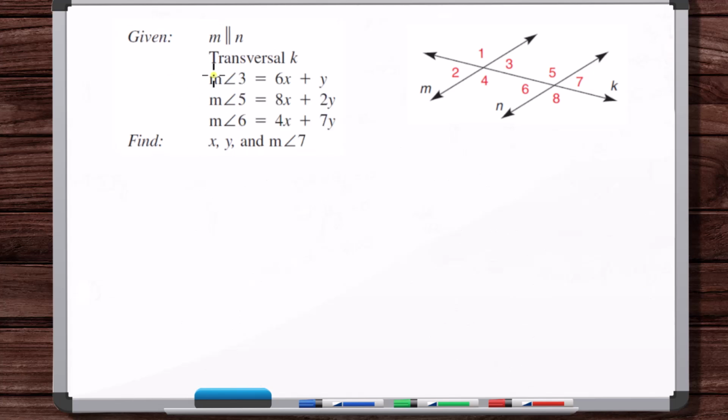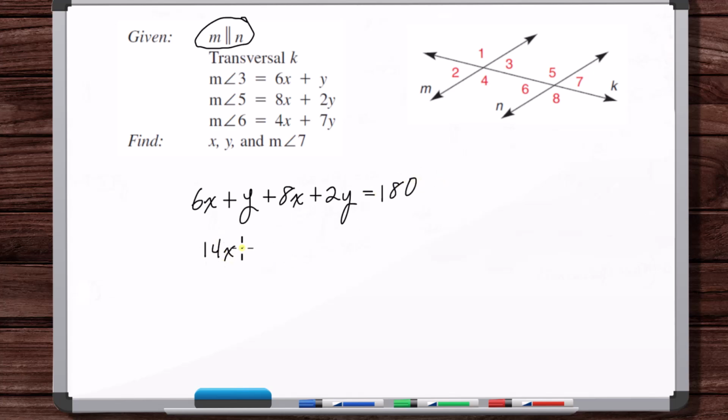Okay, same type of problem, just some different angles. So angles 3 and 5 are going to be supplementary. This M and N are parallel. We have to make sure that's true, right? You have to verify this before you can make these relations. So they are parallel. So 3 and 5 are supplementary. 6x plus y plus 8x plus 2y is equal to 180. So 14x plus 3y is equal to 180.